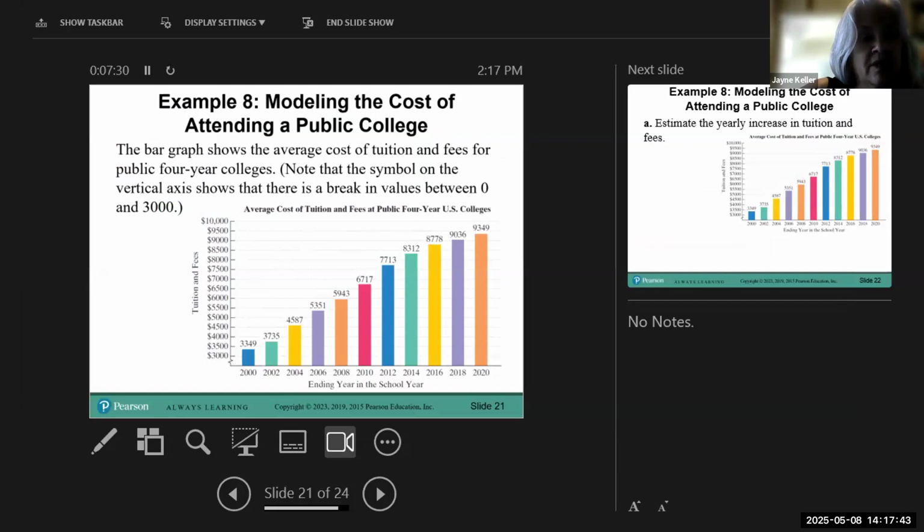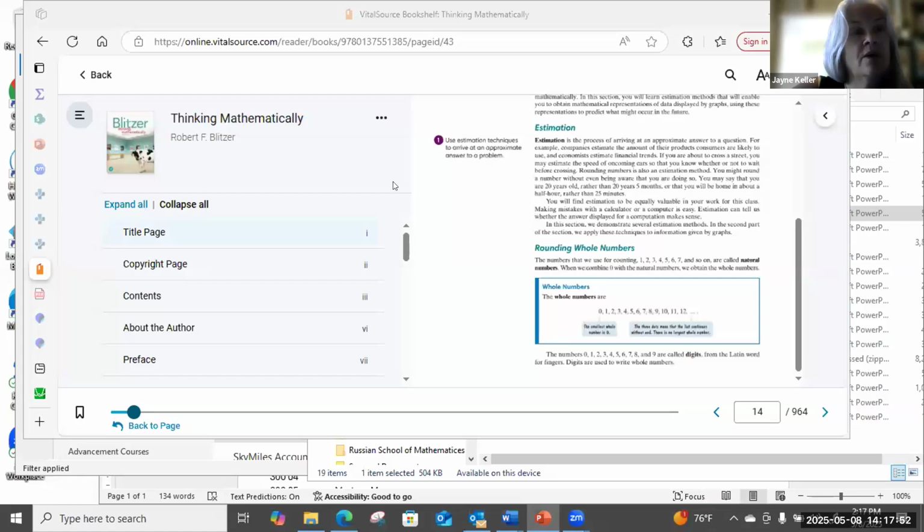Why is it still doing that? Oh, I know what I did. Sorry. End slideshow. That's what I wanted to do. Okay, back to our book here.